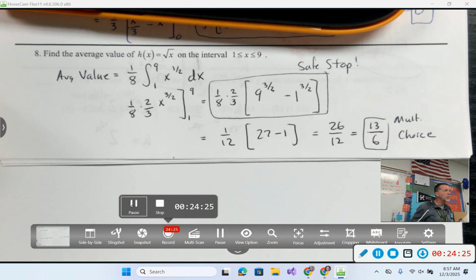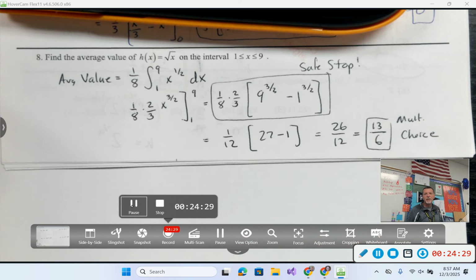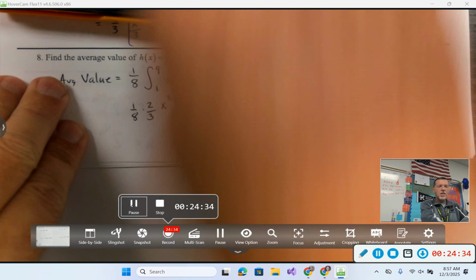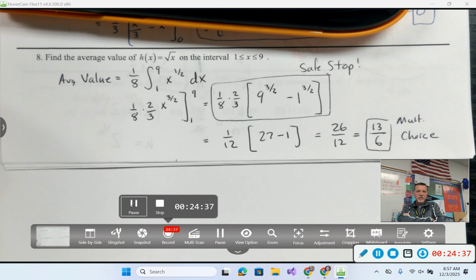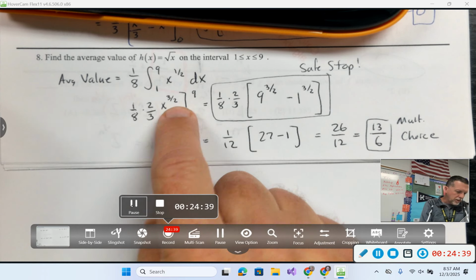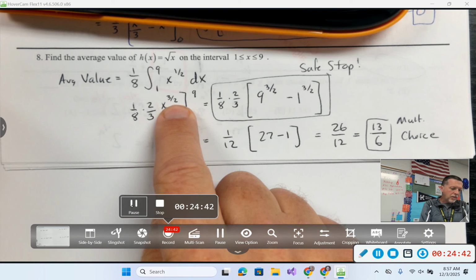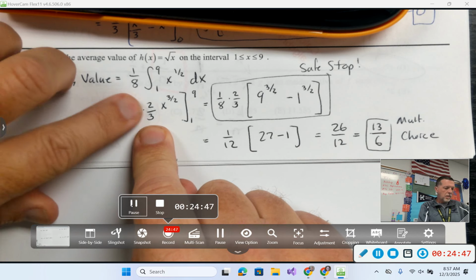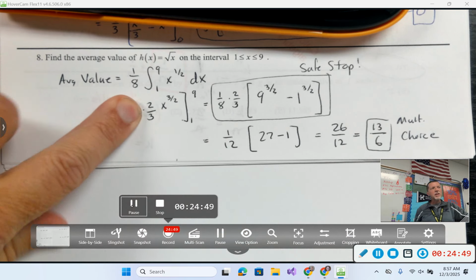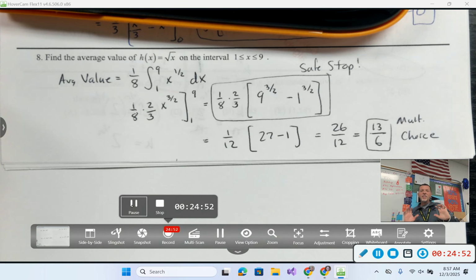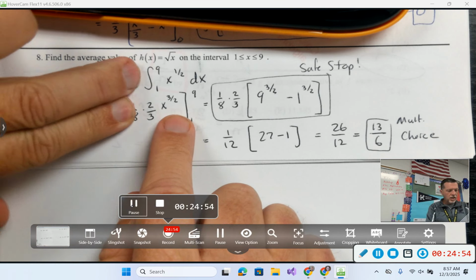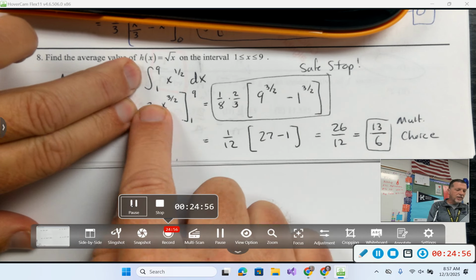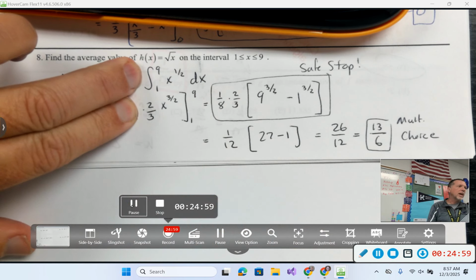Leave it as a safe stop. If it's a multiple choice question, obviously we're going to simplify until we get down to 13 over 6. Uh-oh, what did I do wrong? So I increase the power by 1 to get to 3 halves. I divide by 3 halves, which is the same thing as multiplying by 2/3. You divide by the new exponent. Or I could think about taking a derivative. I would multiply by 3/2. That would cancel the 2/3, and it would go down to 1/2.